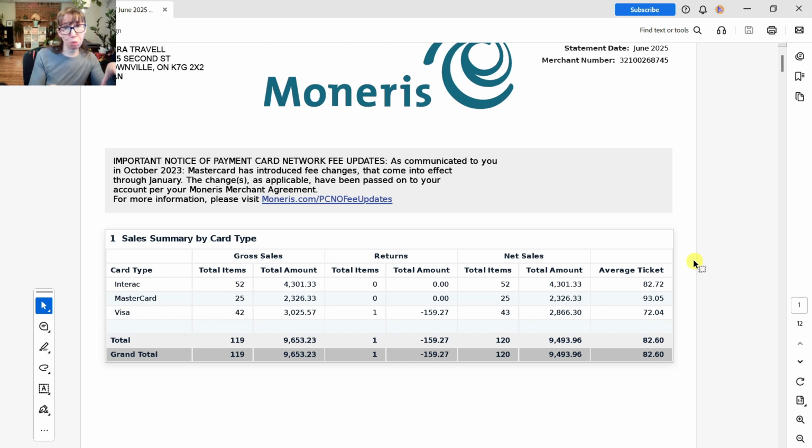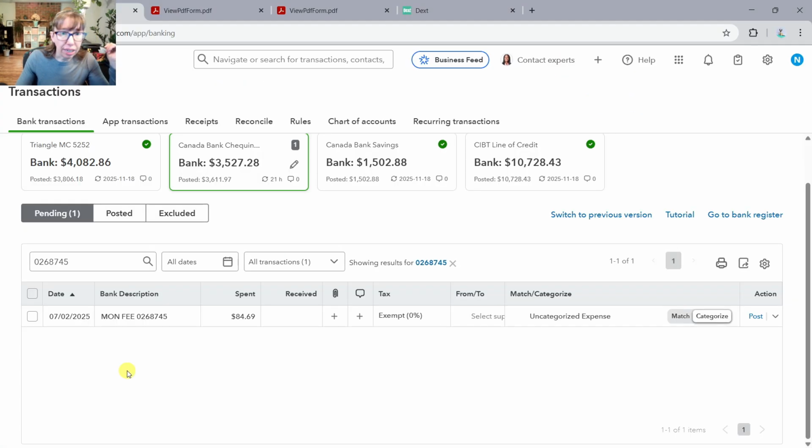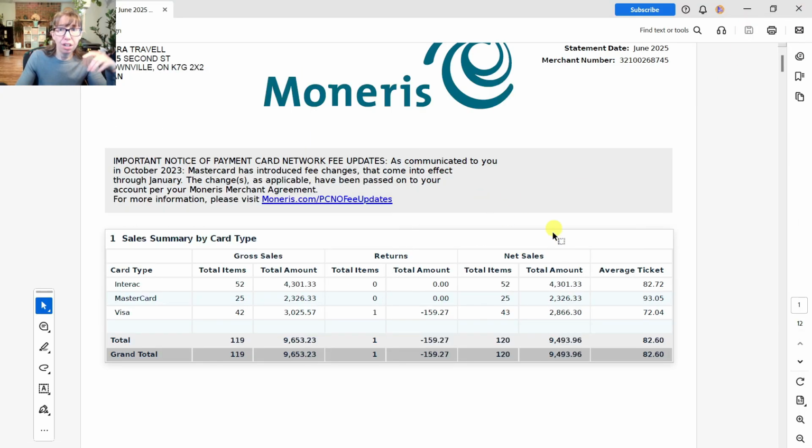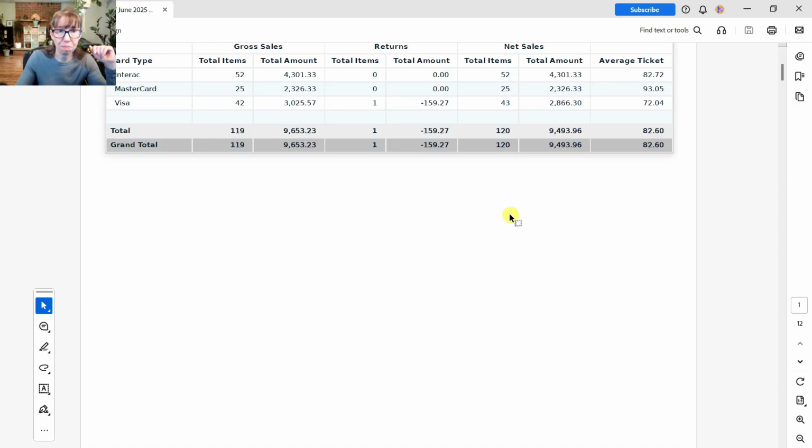But right now we're just working on the bank feed, and we want to know, is there HST on that Moneris fee? So we're going to try and find that amount or the HST or something to that manner on this Moneris statement. And to remind us, it is $84.69 on July 2nd. So this is the June statement. It might be on the June statement, it might be on the July statement, but this is the one that's provided. So let's take a closer look.